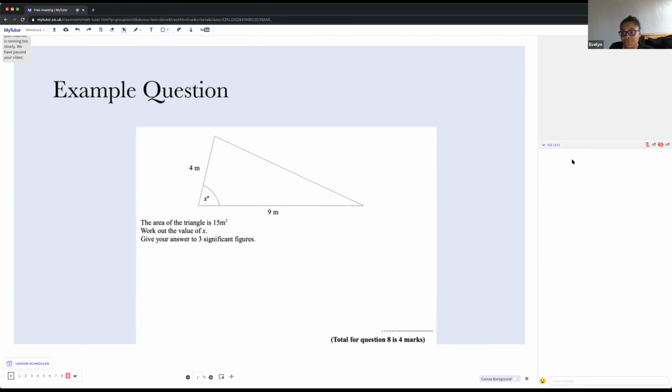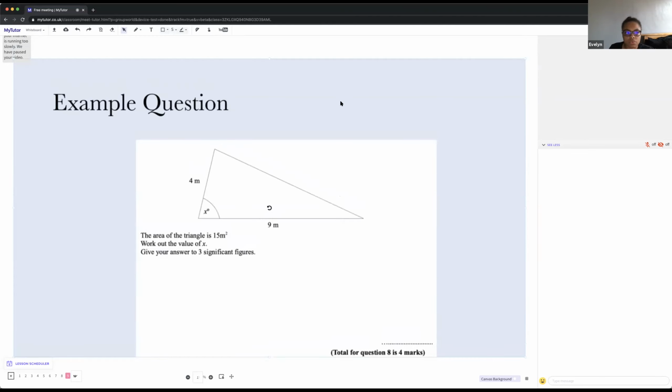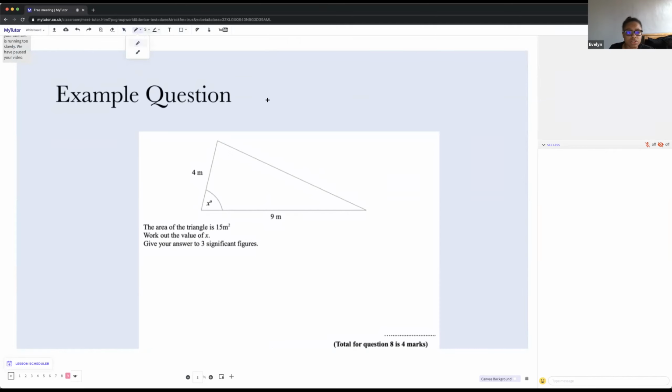Brilliant. Some of you are saying half AB sine C. That's brilliant. That is exactly the equation that you're going to need to use. I'll just write it down in case anyone was a bit stuck on which equation you needed to use. So area... Brilliant. If you weren't too sure which equation to use, I've written it at the top. Now have a go at calculating what x is going to be. I'm seeing some really good answers as well, which is brilliant.